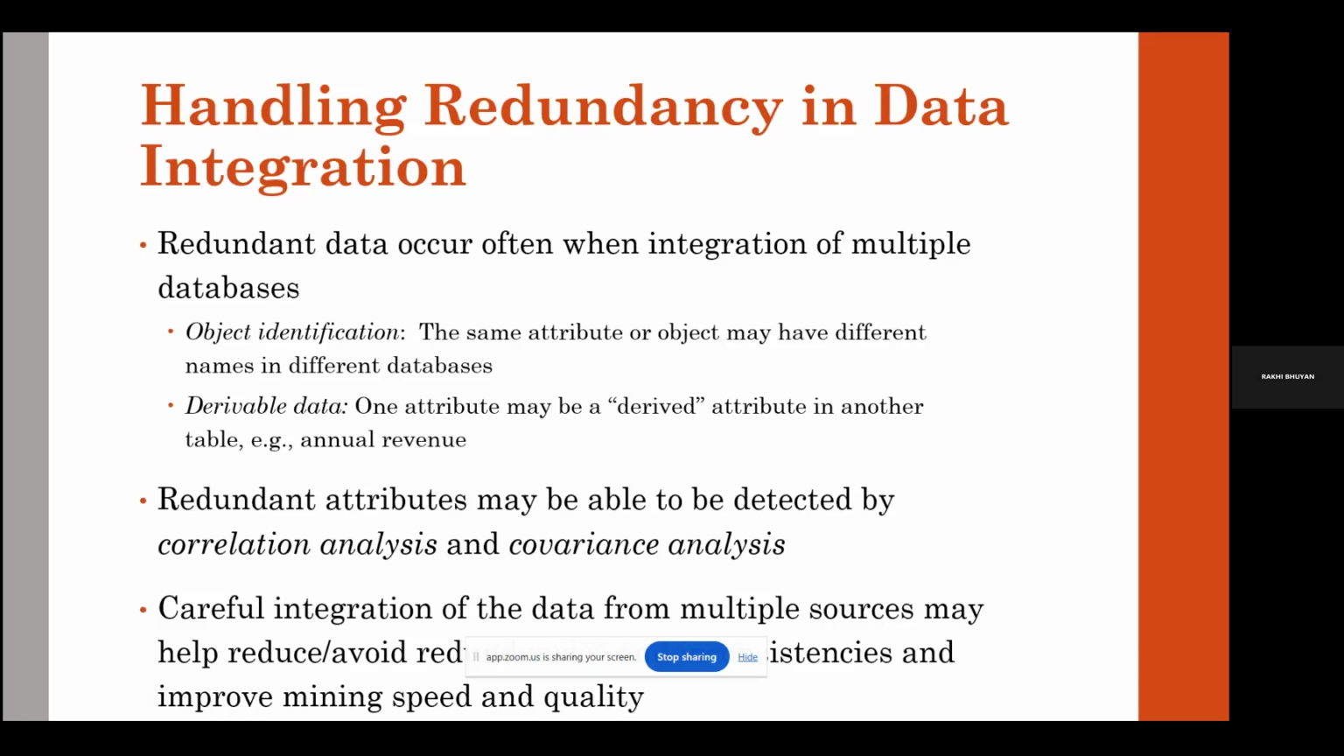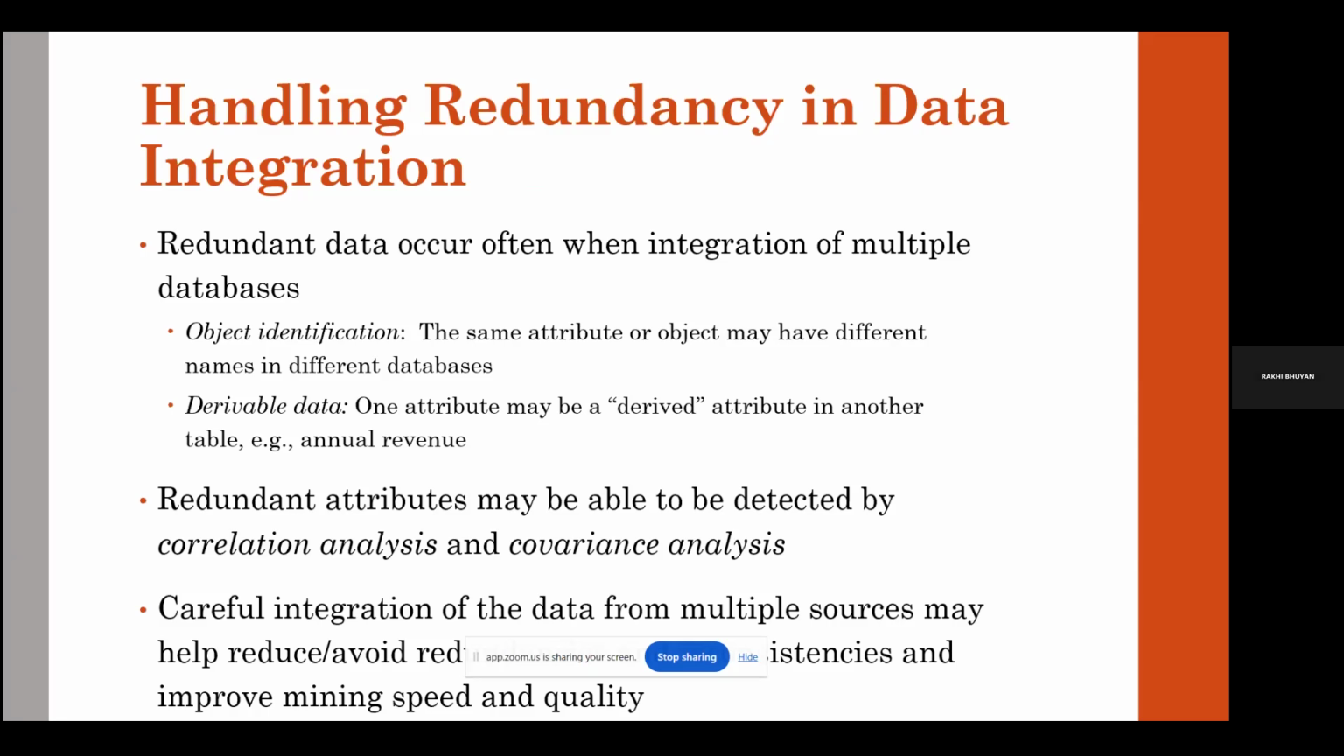Redundant data occurs when integrating multiple databases, through object identification or derivable data, and these things happen in data redundancy. So redundancy happens when the same data appears more than once or is derived from something else, and does not need to be stored again.